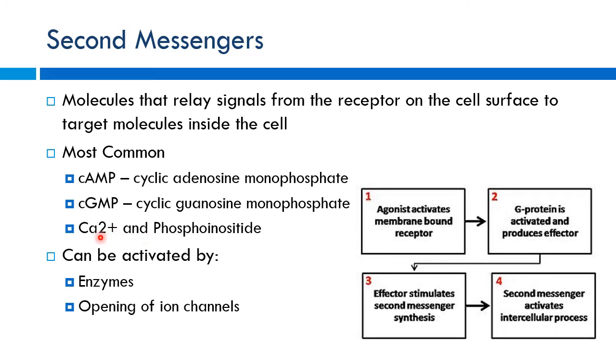Calcium is actually a very, very important cell signaler. It's also really important for things like clotting. It's important for things like muscular contraction. You're going to see calcium become a very important molecule. But also phosphoinositide is one that is working with calcium in these cases here.